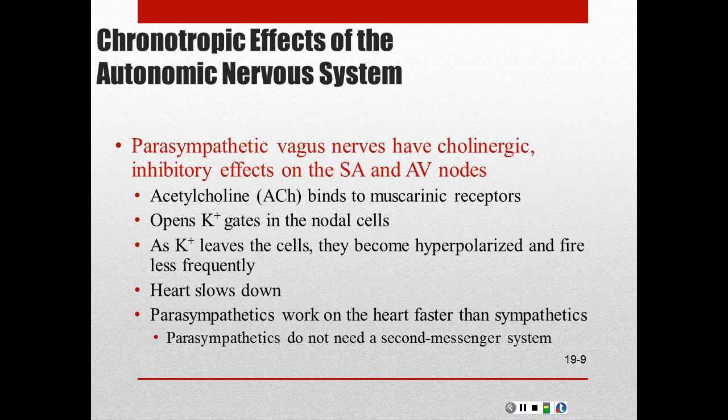Our parasympathetic vagus nerves have cholinergic inhibitory effects on the SA and the AV nodes. Acetylcholine is going to bind to those receptors, the muscarinic receptors, and open the potassium ion channels in the nodal cells. Now, as potassium exits, the cells become hyperpolarized and fire less frequently, so the heart slows down. The vagus nerves have faster acting effects on the heart than the sympathetic nerves because the acetylcholine acts differently on the ion channels.